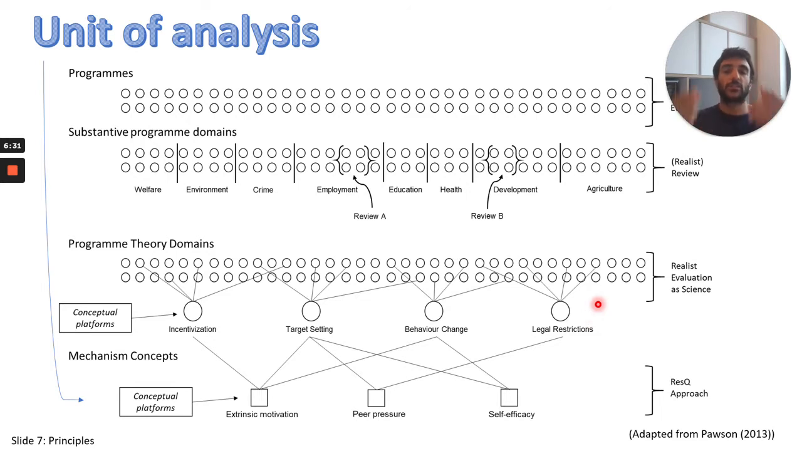The rescue approach takes another step back and says, no, those program theories are built from mechanisms, right? For example, target setting has probably something on extrinsic motivation mechanisms, the peer pressure mechanism, the self-efficacy mechanism. They all play a role in target setting program theory. The other way around, mechanisms are also present in very different program theories. For example, extrinsic motivation is relevant for incentivization, target setting, behavior change, etc. So we see mechanisms as the building blocks of explanation in the rescue approach.